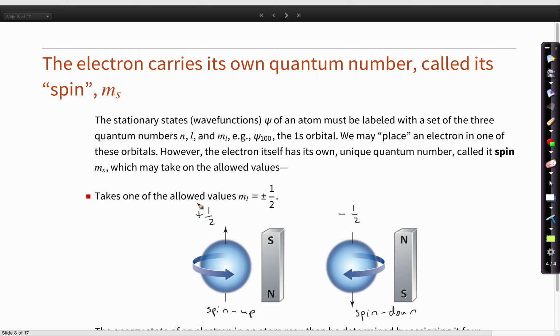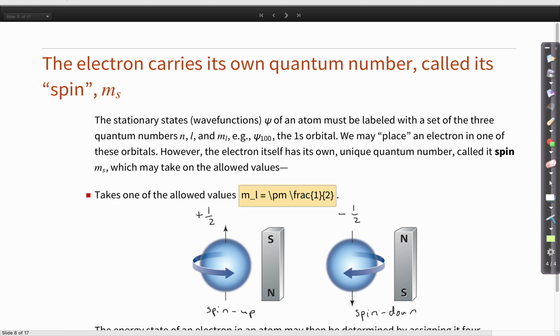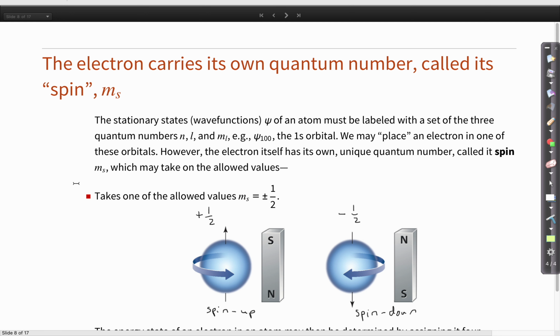So the only allowed values for this, and there's a typo here, so I'm going to fix it. That's this m sub l. So what we should have is m sub s. So hopefully this works. There we go. M sub s is allowed to be equal to plus or minus 1/2. And if it's plus 1/2, that means we've got the little magnet oriented this direction. If it's minus 1/2, we've got the little magnet oriented in the other direction.